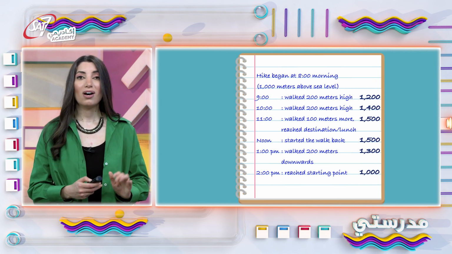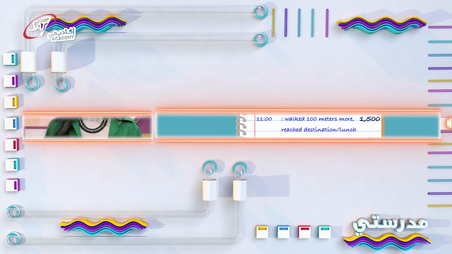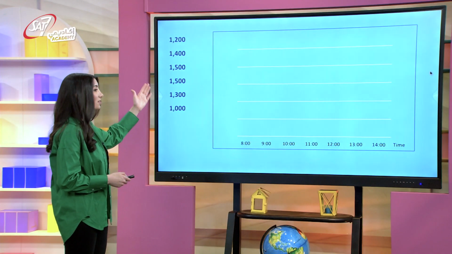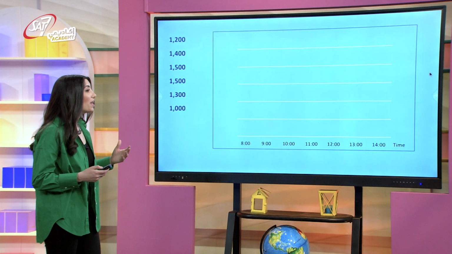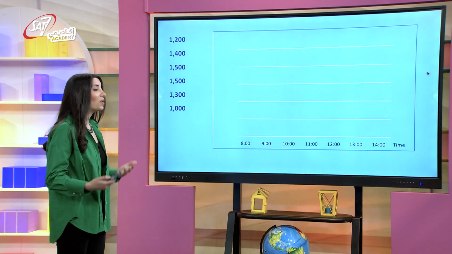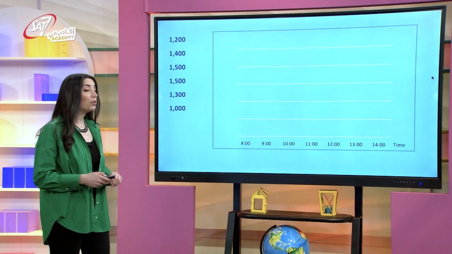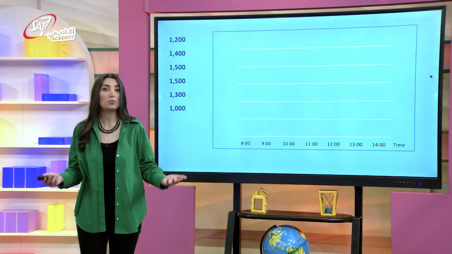Let's place these numbers on a line graph. We'll begin by adding the time on the horizontal axis at the bottom. Let's now add the numbers on the vertical axis. The numbers range between 1,000 and 1,500. We don't need to write all the numbers in between.